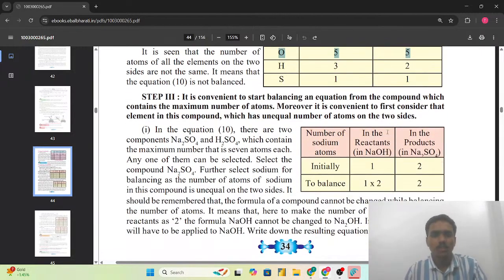अगर बैलेंस नहीं है, सो वी हैव टू कंसिडर द कंपाउंड विच इज हैविंग द मैक्सिमम नंबर ऑफ द एलिमेंट्स. मतलब हमें ऐसा एक कंपाउंड सिलेक्ट करना है जिसमें मैक्सिमम नंबर ऑफ द एलिमेंट्स प्रेजेंट होंगे. जैसा कि हमने Na2SO4 H2SO4 इसमें देखा. सो इट बेसिकली कंटेन्स maximum number of atoms, that is oxygen 4, 5, 6, 7, that is the 7, and try to balance the chemical reaction from the perspective of this. So it will become easy for balancing this kind of chemical equation.